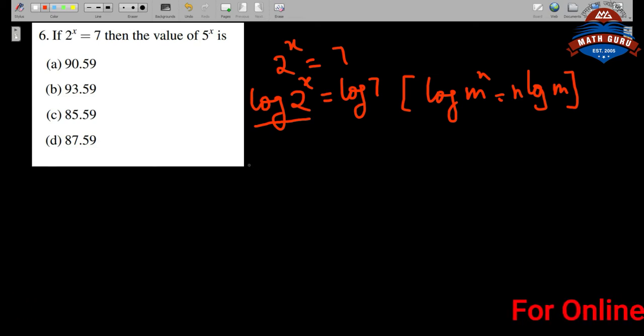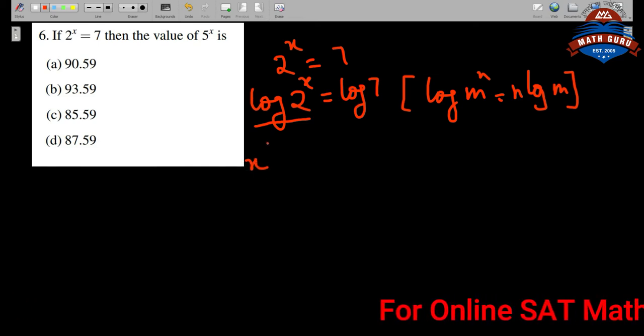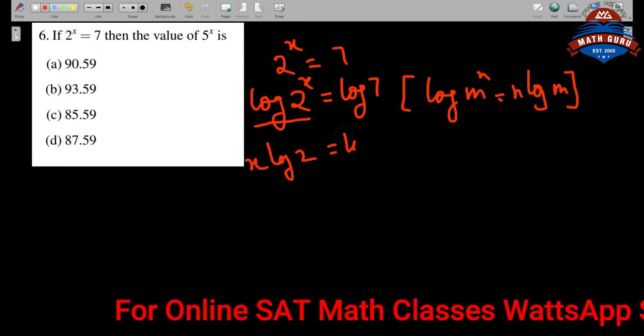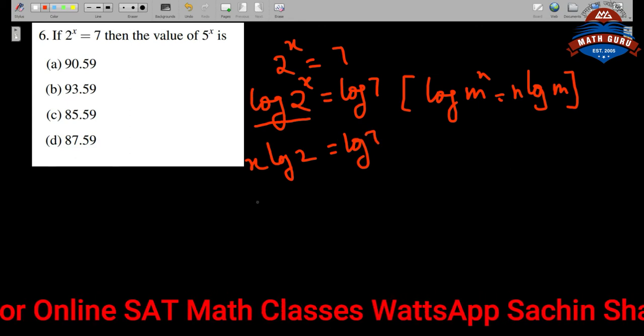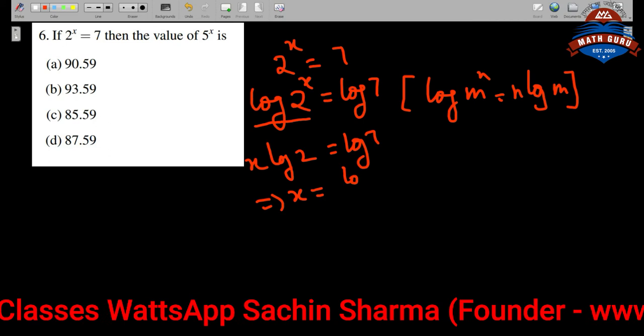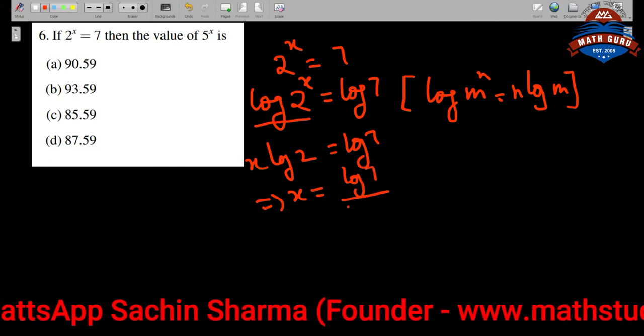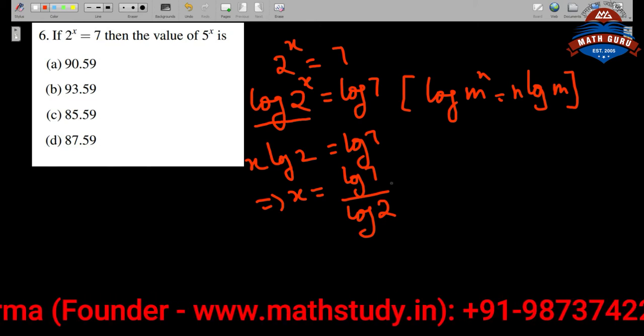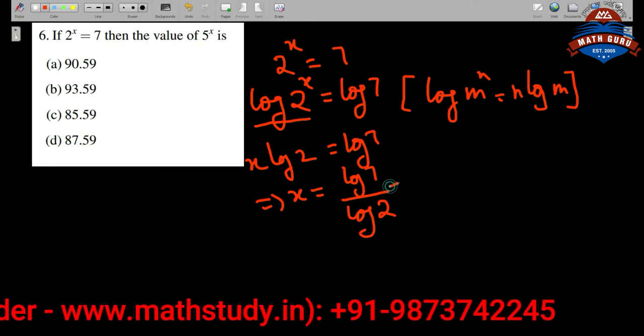So let's move forward, and we can write log 2 raised to the power x, by using the property, as x log 2, which is equal to log 7, right? From here we can simply write x equals log 7 upon log 2. We can easily write x equals log 7 upon log 2.